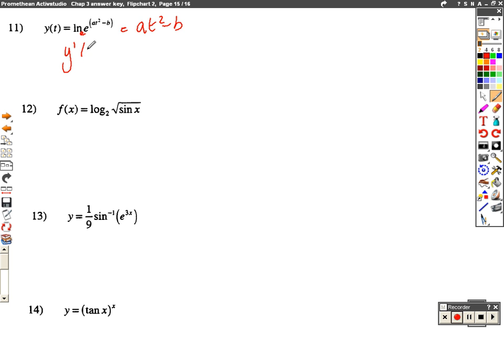So y prime of t in this case is the derivative of a number times t squared, which we would bring 2 down, the number t power 1 less, and the derivative of b is just 0. So this would be your answer.